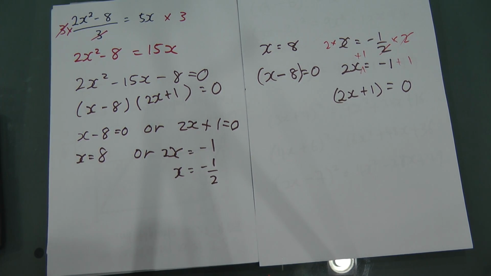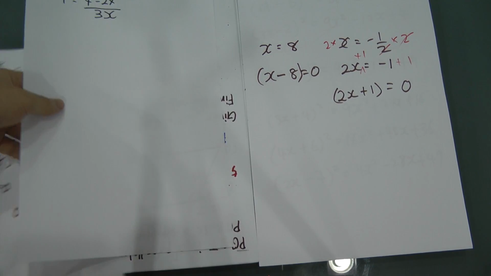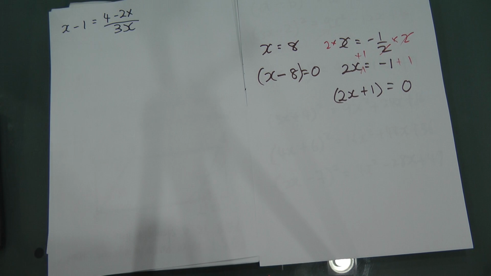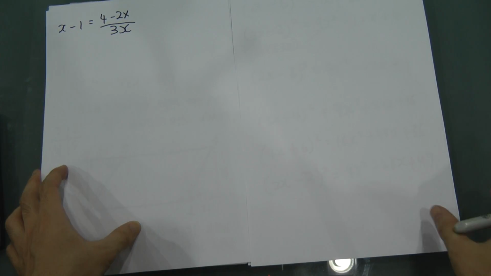Maybe I go to the next question, and this question maybe we do it manually. Okay, let's have a look at this question. Okay, same thing. When you see a fraction on the bottom, you have to make there's no fraction, because no fraction will be much easier for you to solve.